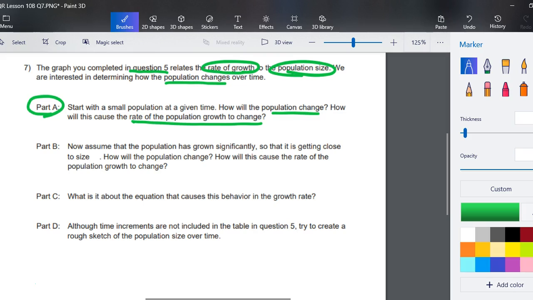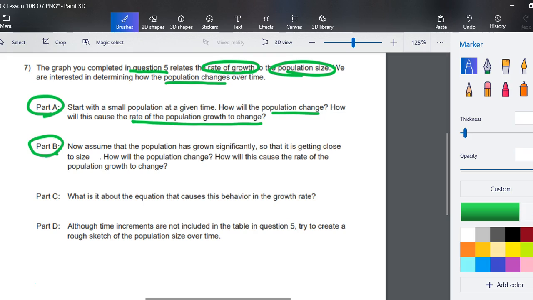Something you might consider for part A is that if the population is very, very small, then the population is going to grow very slowly. However, as the population grows, then the growth rate will also increase, and so it will, or it could, snowball.